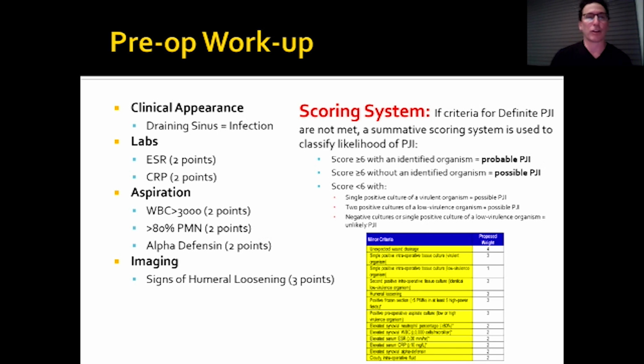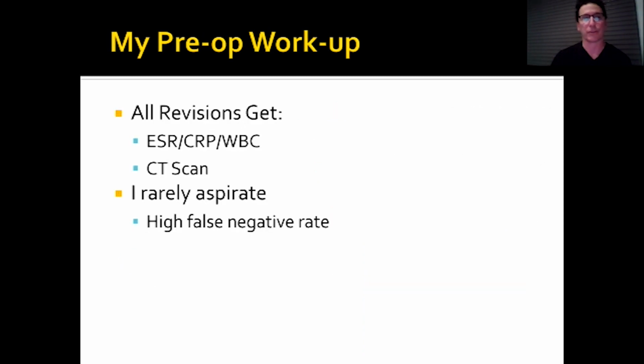The International Congress came out with a scoring system, and you can place numbers to each of these potential preoperative workup items in order to give a suspicion of whether you have a probable or possible prosthetic joint infection.